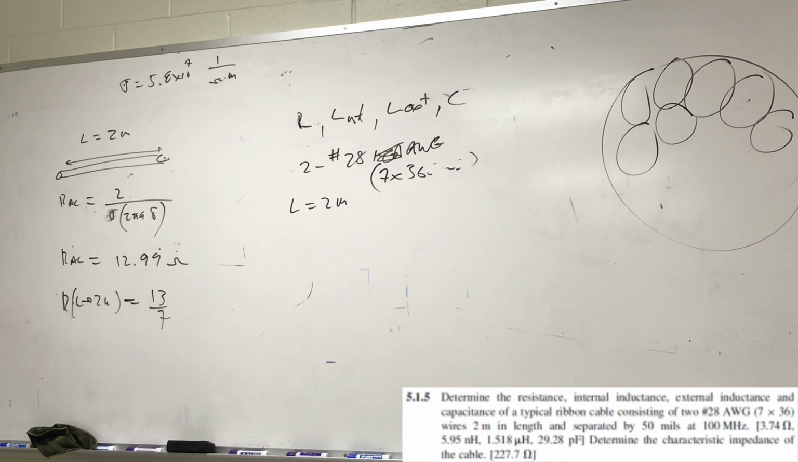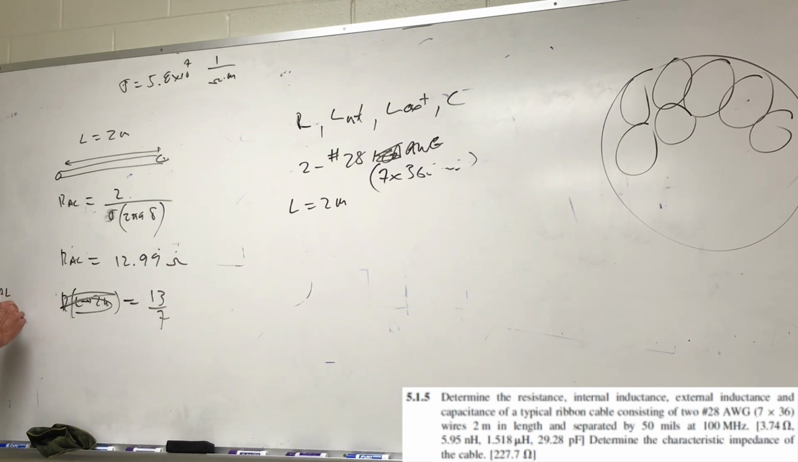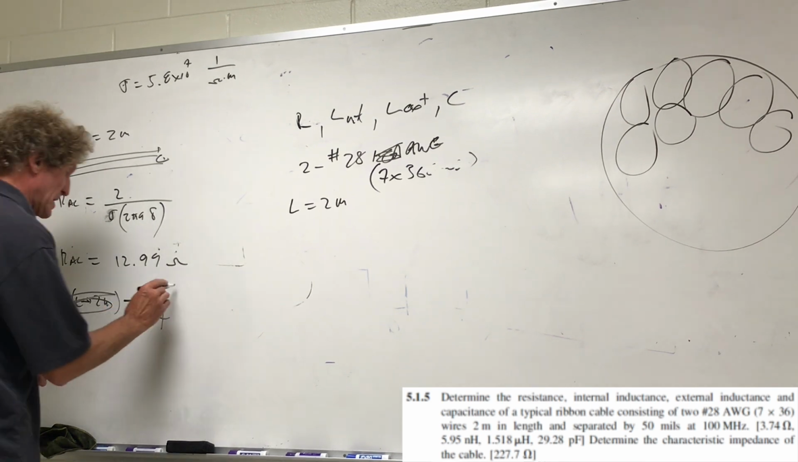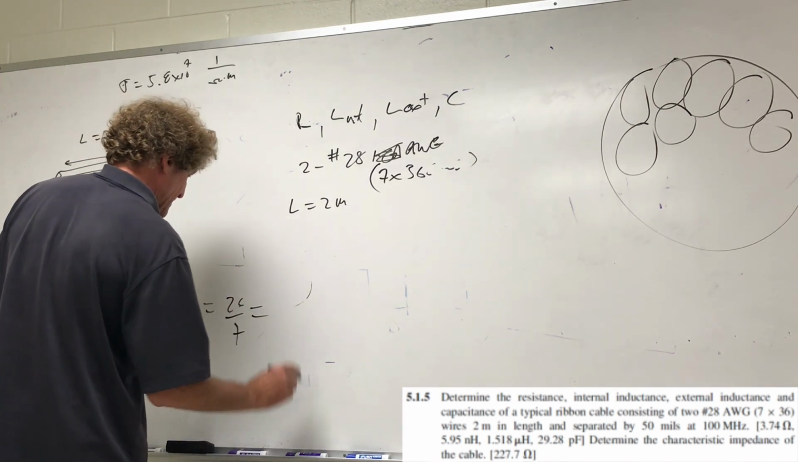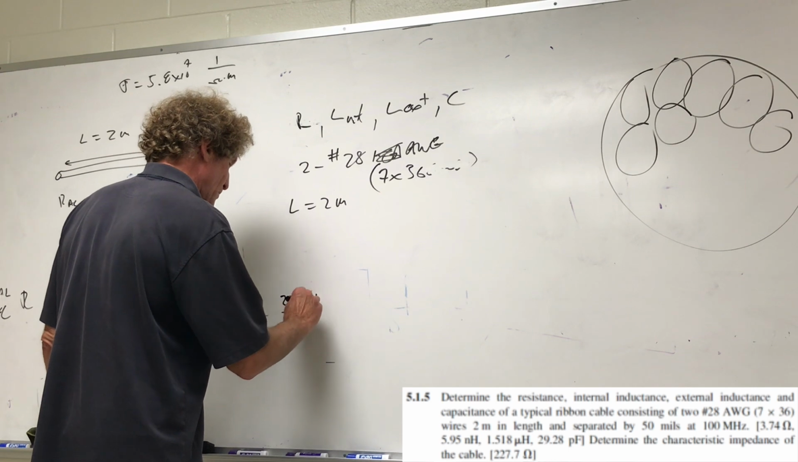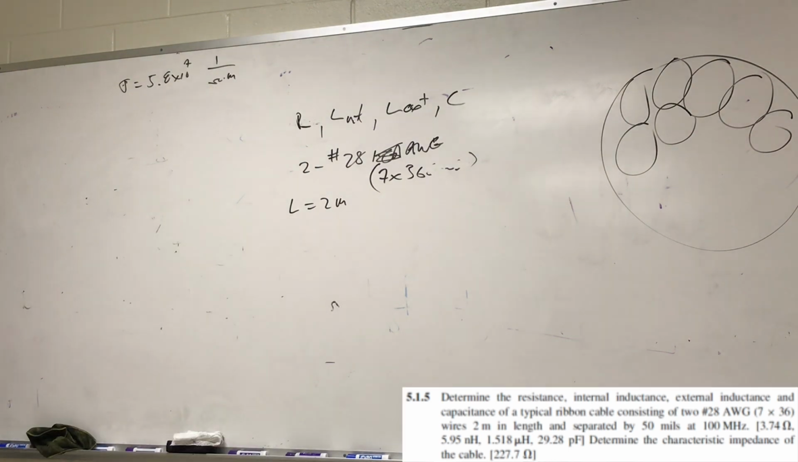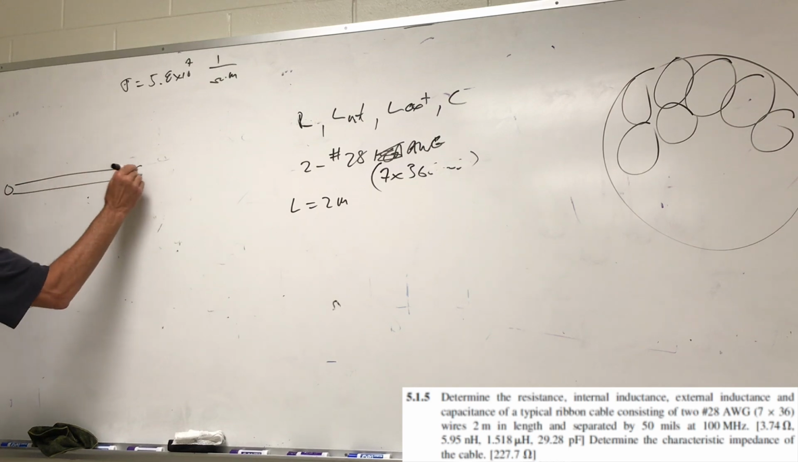Current goes down and comes back. Total AC resistance, R, is equal to this times 2. So it's roughly 26 over 7. Can you tell me what that is? 3.74 ohms. Now we're going to do the inductance just for a single wire, but this is going to be the internal. We'll do external after.